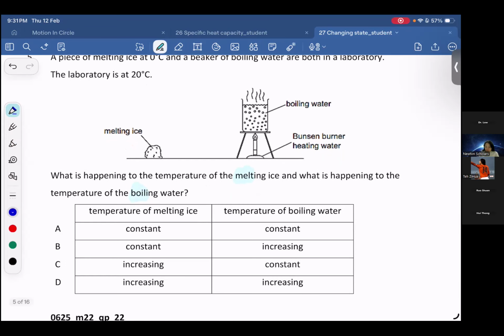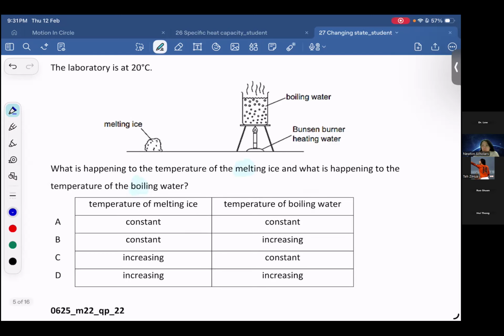Bora, correct. Okay, dear, the answer should be A. Zihua, yes. When melt and boil, Daniel, yes, correct. Melt and boil meaning what? Change of state. Again and again, change of state. When you change state, there is no change in temperature. Temperature remains constant. Is that clear?